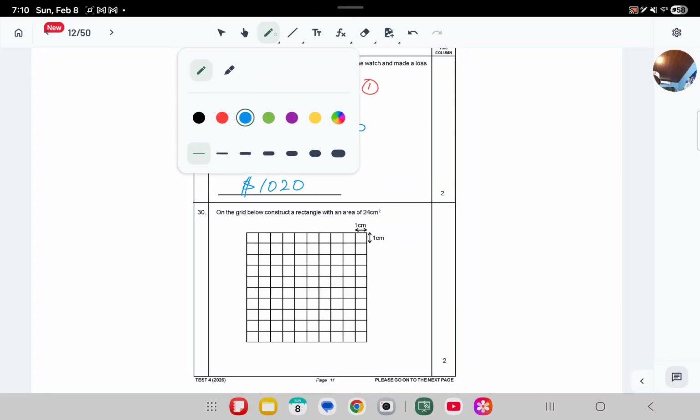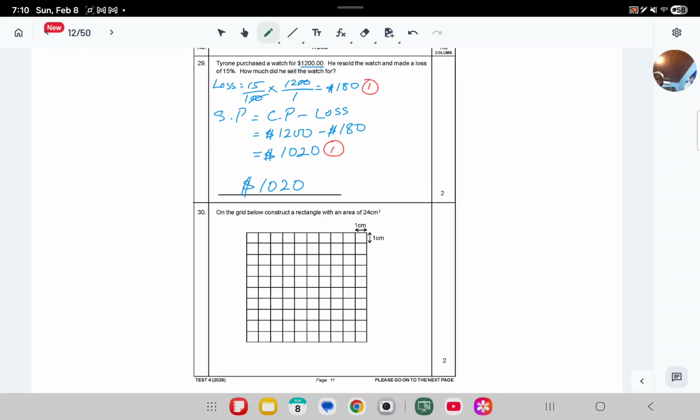Number 30. On the grid below, construct a rectangle with an area of 24 centimeters squared. So if that needs to be a rectangle, we know it has to have a length and a width, one side longer than the other. And to find the area, we need to find out what combination of numbers multiply together to give you this 24. So it's length multiplied by width.